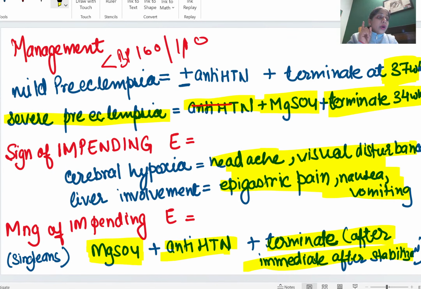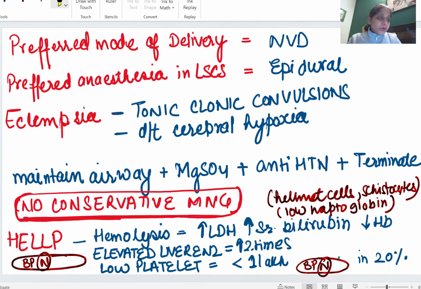What is the treatment of impending eclampsia? Impending eclampsia treatment is MgSO4, antihypertensive, and terminate immediately after stabilizing the BP. No 34 weeks criteria is there.